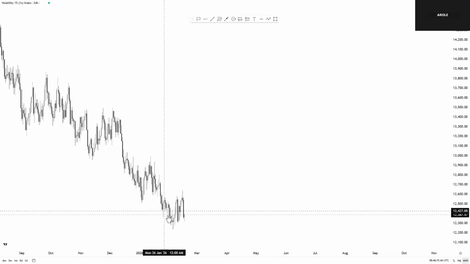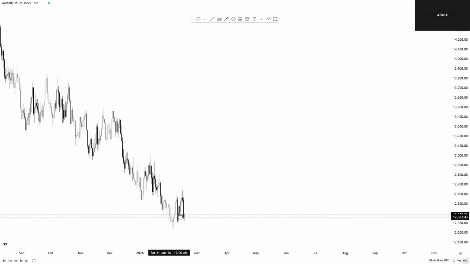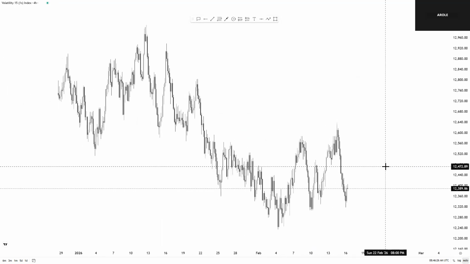So price has already hit the target and price is still currently selling. But in the meantime, price has been ranging between this zone. Let's go to the 4 hours time frame. Price has been ranging, it has been ranging.